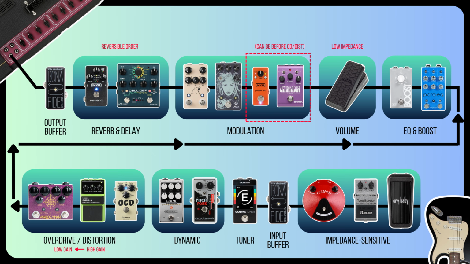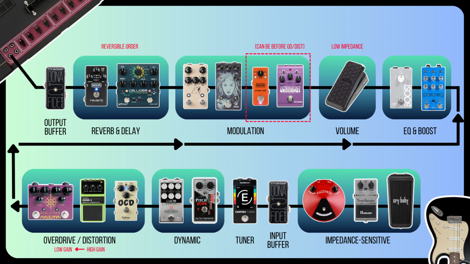From there, we go into our modulation pedals. Keep in mind with this as well, modulation can be before your overdrive and distortion depending on the pedal. It's based on personal preference. So you can mess around with the order a bit here, you have some flexibility, you can experiment a little bit more here. From there, we go into our time-based effects, our reverb and delay. Same thing applies here. You can do delay into reverb or reverb into delay. I highly recommend messing around with both and seeing which is better for you.